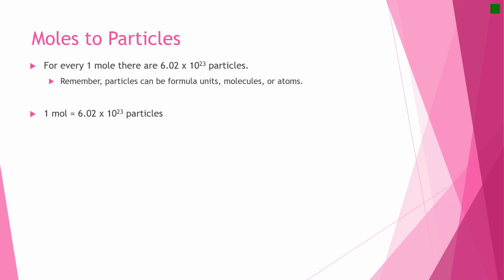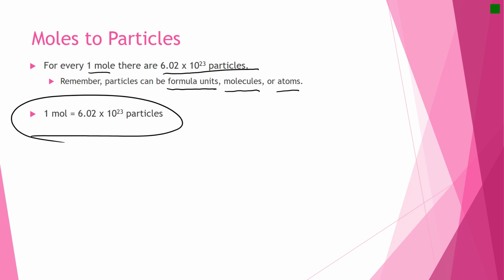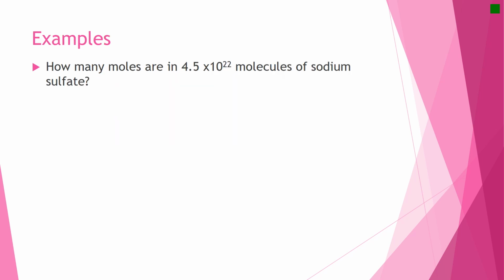And the last conversion that you're going to need to know, kind of going back to the original slide, is the main conversion: 1 mole has 6.02 times 10 to the 23rd particles. Particles could stand for formula units for ionic compounds, molecules for covalent, or atoms for individual little elements. All right, so this is the conversion that we will be using for this one. How many moles are there if there are 4.5 times 10 to the 22nd molecules of sodium sulfate?